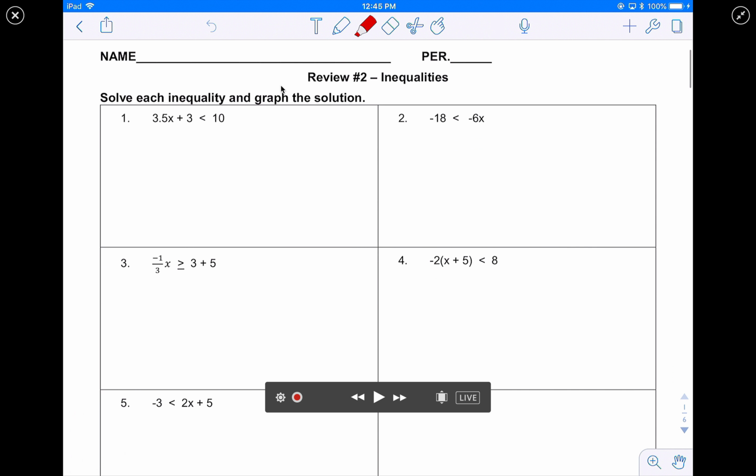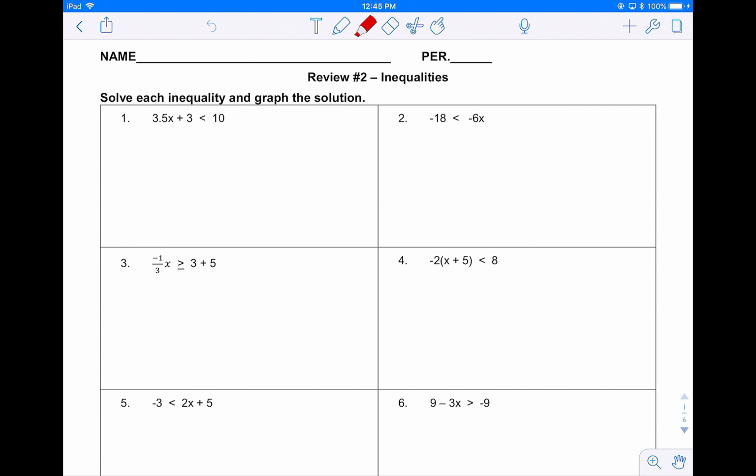This video covers review number 2, the first 2 pages. So for the first page, we're asked to solve each inequality, and it says to graph the solution, but we're not really going to do that. So we're just solving each inequality.